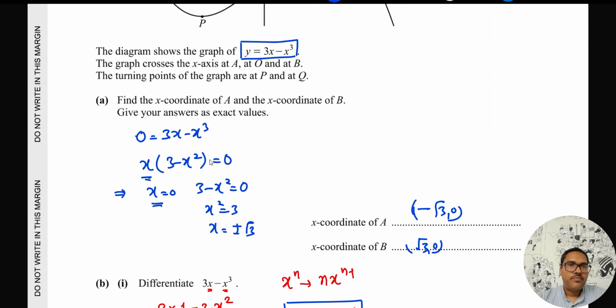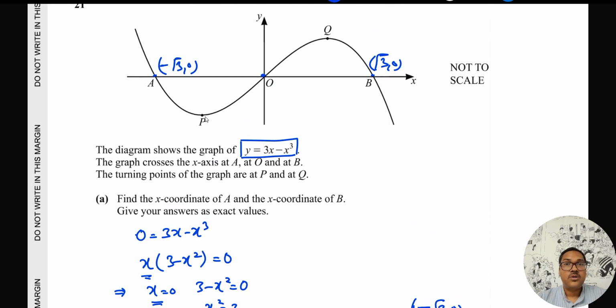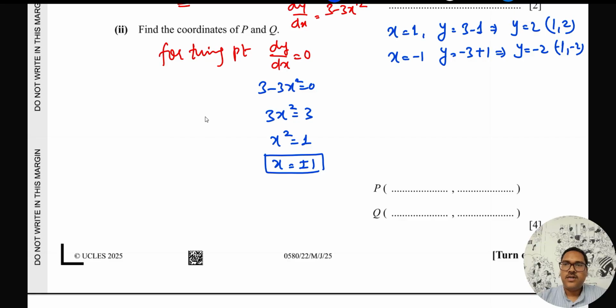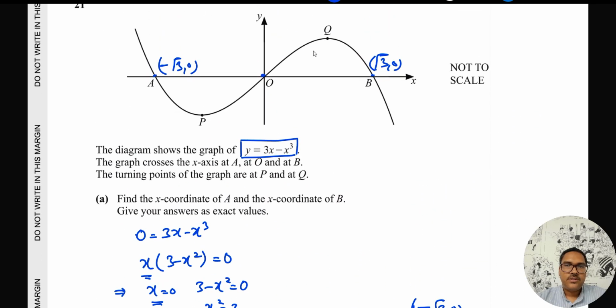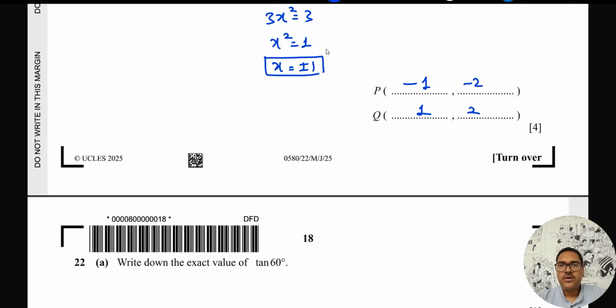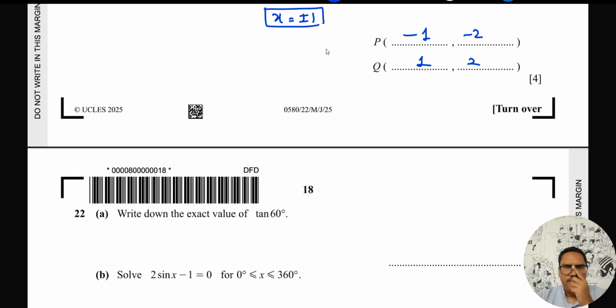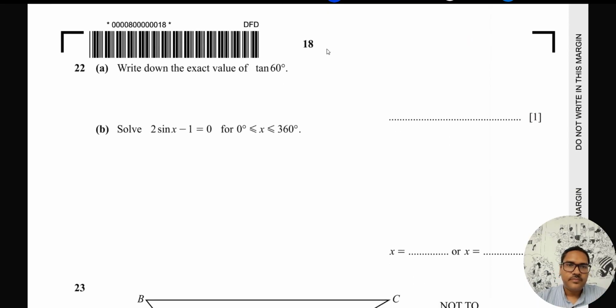So what is P? P is which point? This point. That is in the third quadrant. You can see P point will be minus 1 comma minus 2, and Q will be 1 comma 2. You can see from the graph also, this Q is in the first quadrant. I hope this is clear. This is how we can easily solve this.